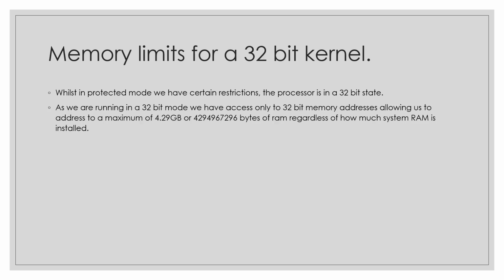So before we go any further, you must be aware of the memory limits for a 32-bit kernel. Whilst in protected mode, we have certain restrictions because the processor is in a 32-bit state. We are running in a 32-bit mode. We have access only to 32-bit memory addresses, allowing us to address a maximum of 4.29 gigabytes of RAM. It does not matter how much RAM you have installed in your system. Because we're in a 32-bit kernel, we can only access up to 4 gigabytes.